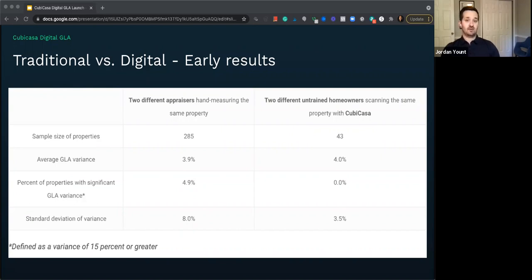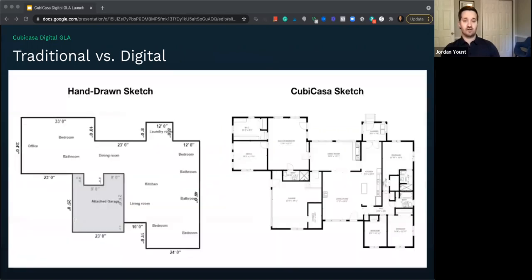We actually met the accuracy right around 4%. But for properties with significant GLA variance, which was measured as anything 15% or greater, we had 0% of those, whereas the traditional appraiser sketch was about 5%. And so that was very, very encouraging. Also, the standard deviation was double with the hand measuring versus using CubiCasa. We figured we had something special here, but it wasn't until we got some hard numbers put in front of us that we realized we were onto something.